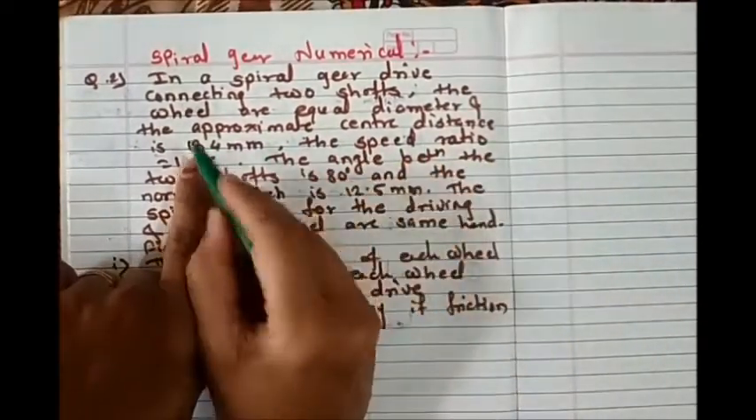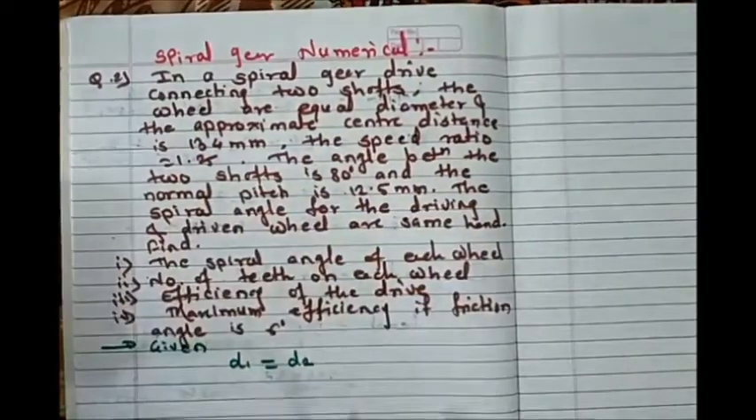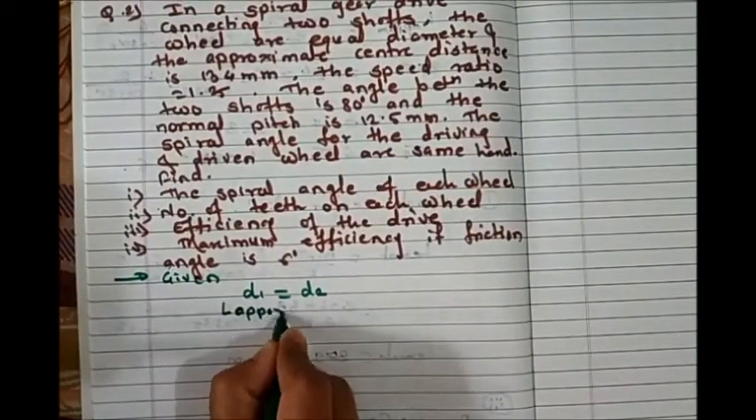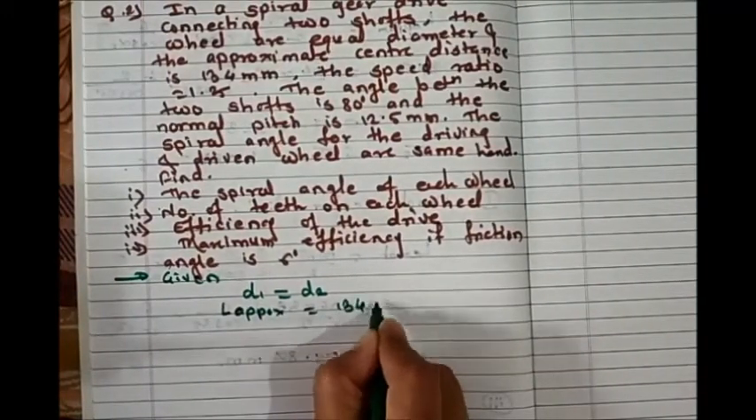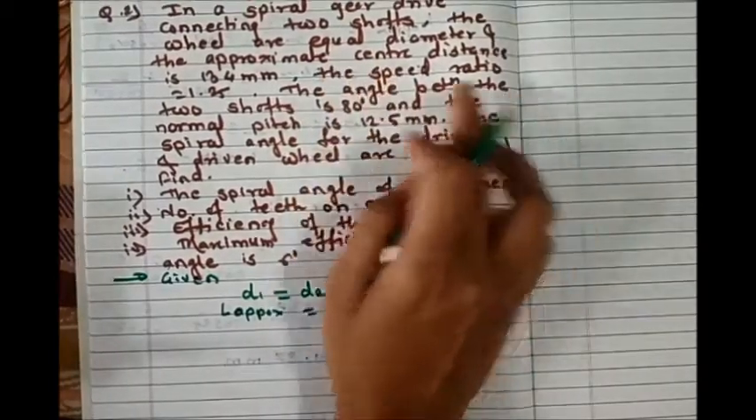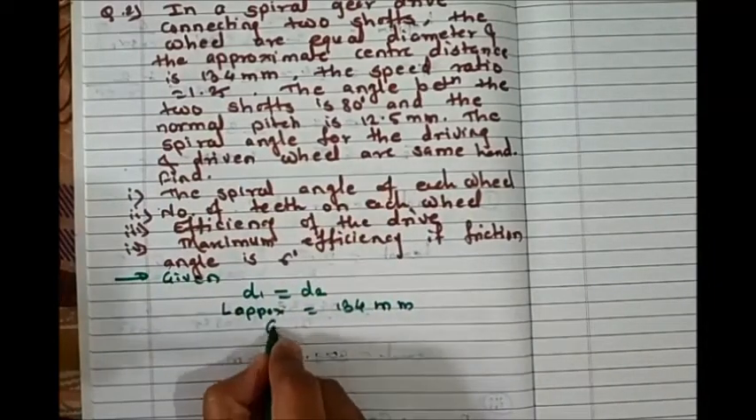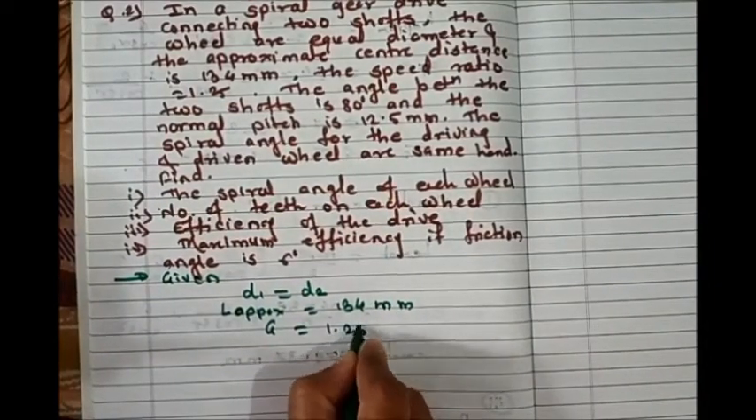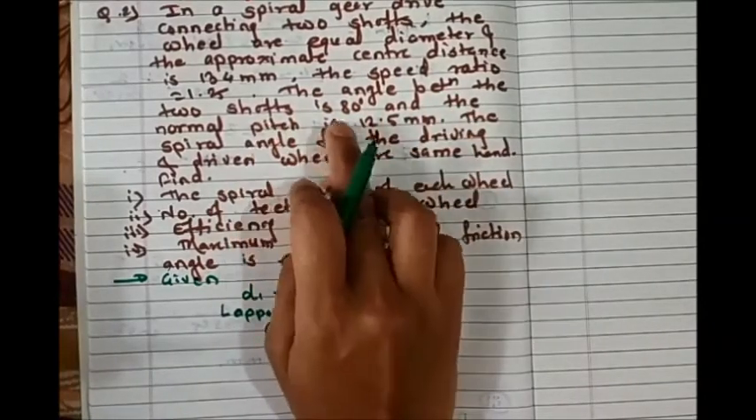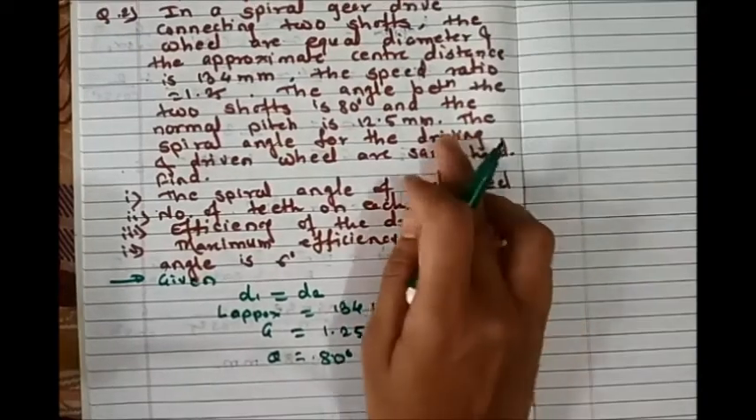Then the approximate center distance is 134. Approximate center distance is given, L approx is equal to 134 mm. Then the speed ratio is equal to 1.25. So speed ratio G is equal to 1.25. The angle between two shafts is 80 degree. Theta is given 80 degree.